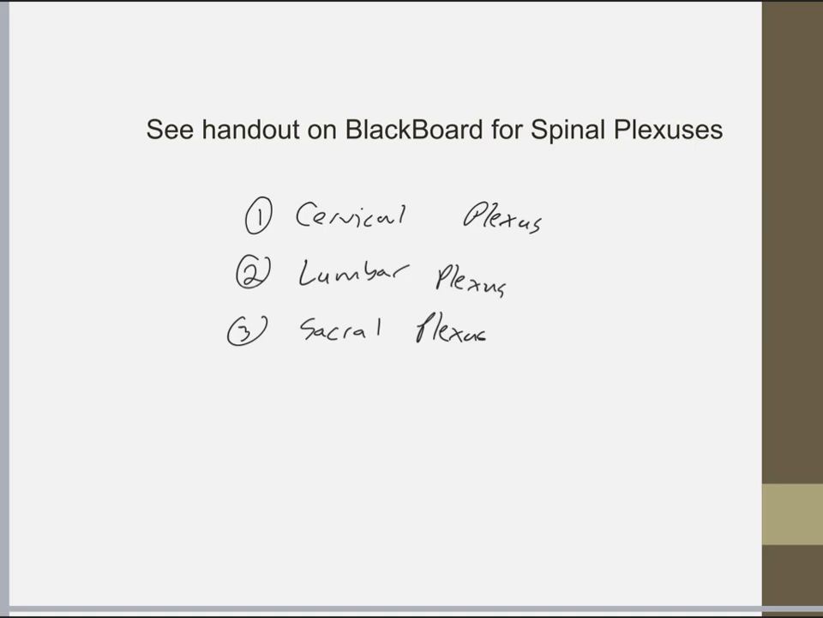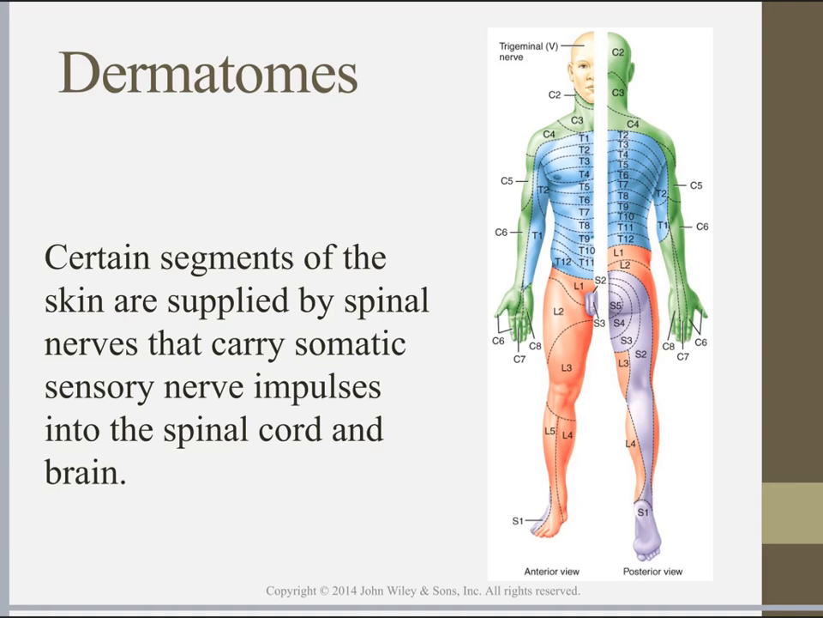It is pertinent information to this lecture that we do not cover in actual lecture. If you do happen to have any questions about this handout, please feel free to reach out. Now, we talked about the spinal nerves, but we didn't really talk about where they go and what they innervate. This gives us a map.